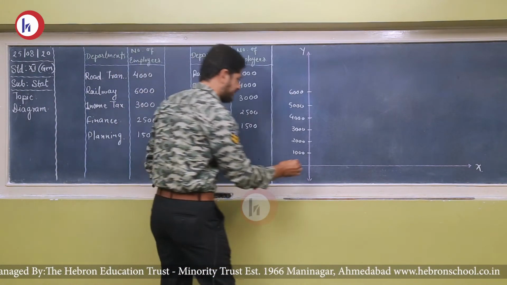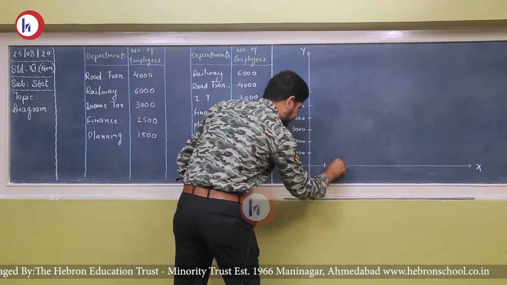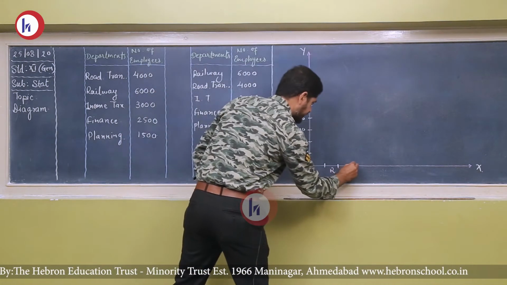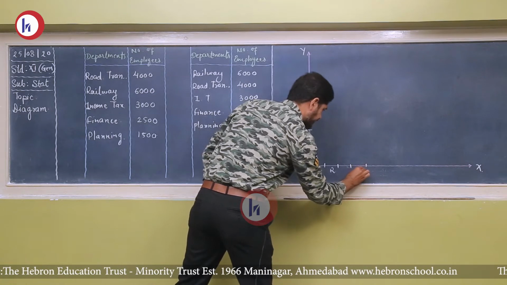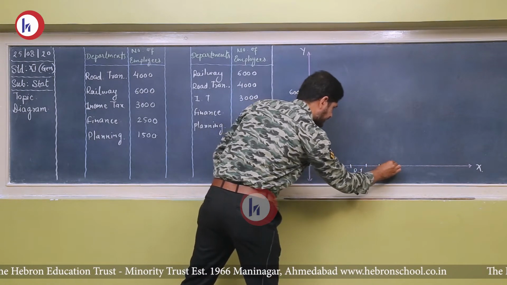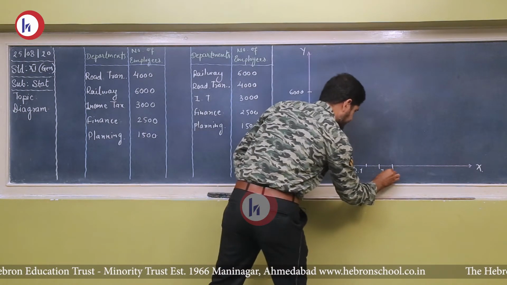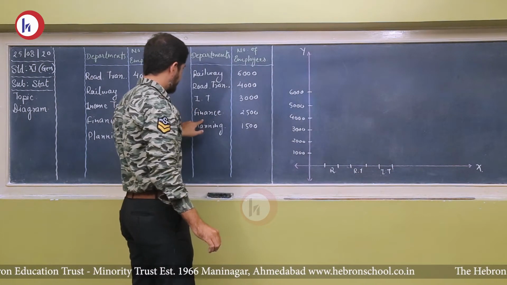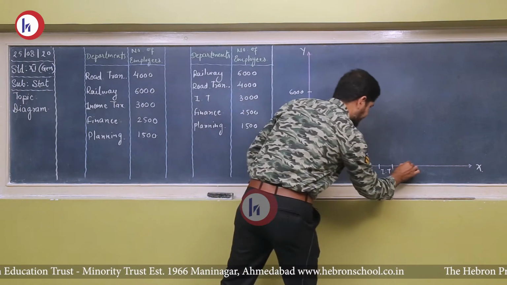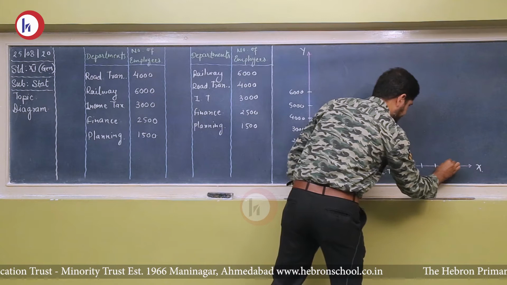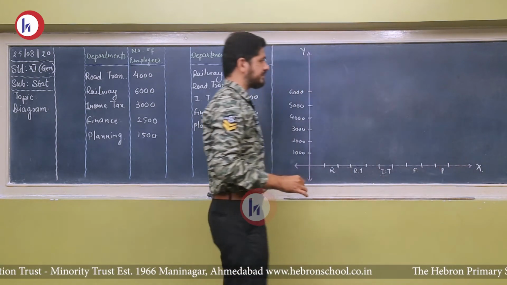Now the departments will be represented on the x-axis. The railway, let's denote it as R. Then road transport with RT. Third one, that is income tax. Next one, finance, and finally planning. So F for finance and P for planning.